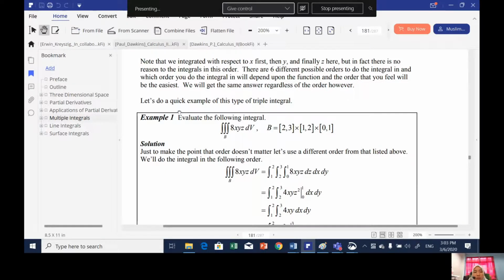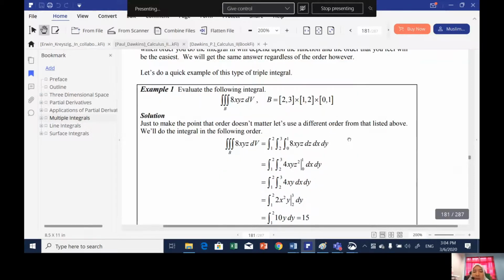I will just explain example one, because this is direct integration for the Cartesian in a three-dimensional system. We have this triple integral 8xyz dV. This is the limit: 2, 3 is the limit for x, 1, 2 is the limit for y, and z is bounded by the limit 0, 1. So all have fixed limits for x, y, z, and we just need to substitute.